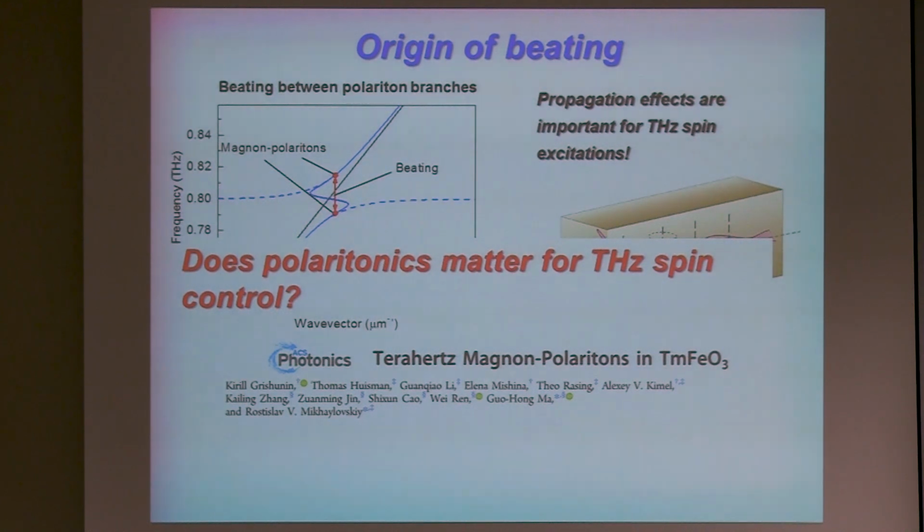Yes, please. First, the magnetic permeability that you put in, that must have also the magnon response in it.